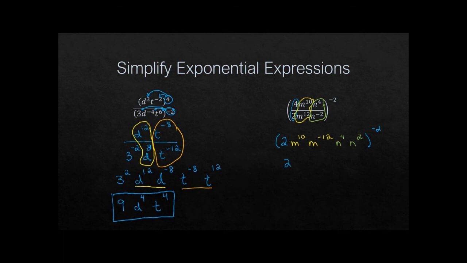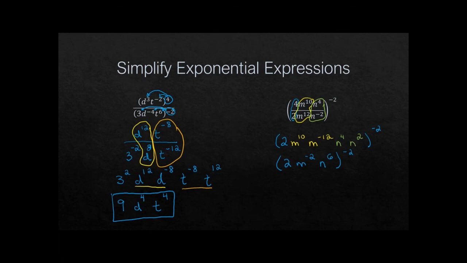So I've got 2, and then I add my exponents. 10 minus 12 gives me negative 2, so that's m to the negative 2. And then on the n's, 4 plus 2 is 6. So I have 2, m to the negative 2, n to the 6, and then the whole thing is to the negative 2.